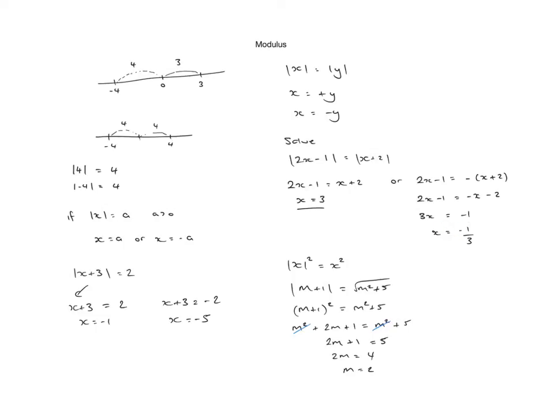The last thing that we need to know about moduli, or how to use the modulus, is that if we square it, it just becomes the square. So here you can see this modulus here has been squared, so all we do is what we'd normally do, square it out, and then solve from there.